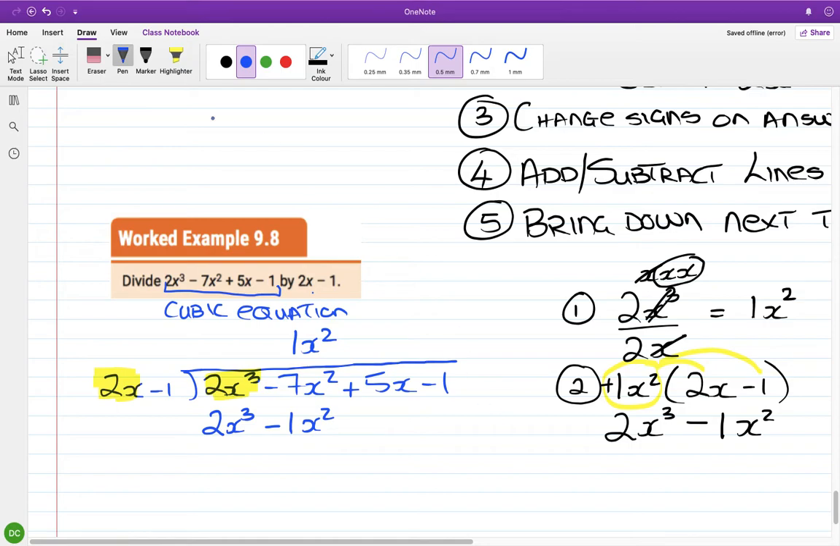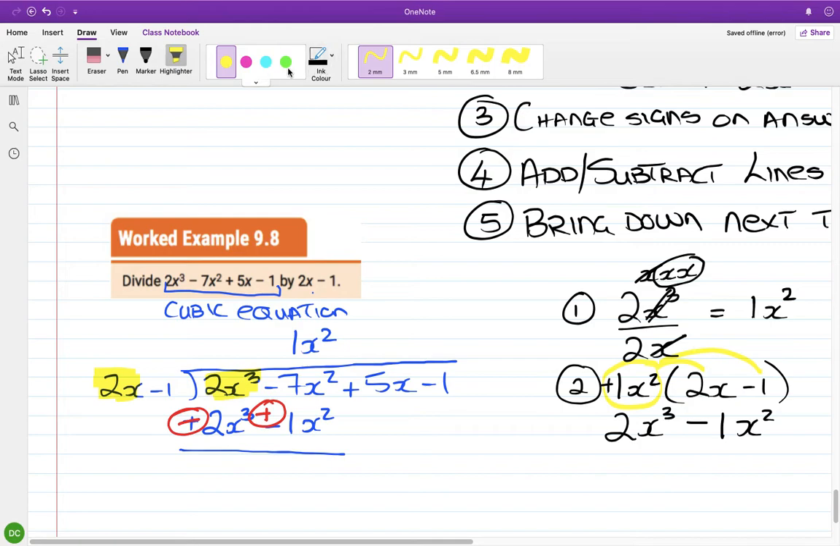Step 3 then is to change the signs on my answer to step 2. So at the moment, this 2x cubed is a plus 2x cubed, so I'm going to make it minus, and this minus is a plus. Okay, when you're doing this in your copies, I would suggest you do what I'm doing here and, when I do it, I switch colors to red or green or something and really show the change of sign. Okay, because it can get messy if you don't.